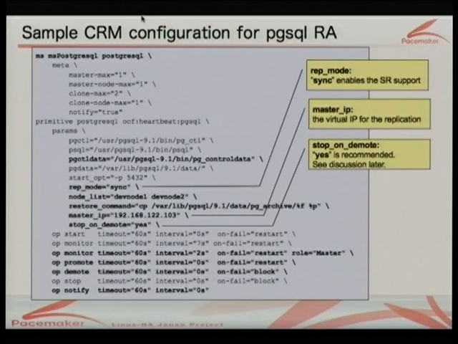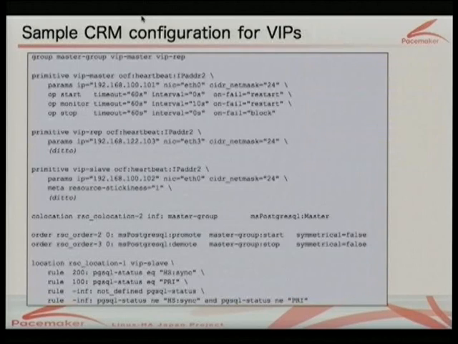Another tricky parameter is stop_on_demote. I will describe what it means, but yes is recommended. And this is a sample of the virtual IPs configuration. There are three IPs here: VIP master, VIP replication, VIP slave, and some constraints here.